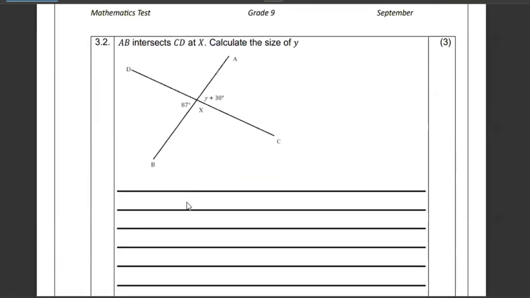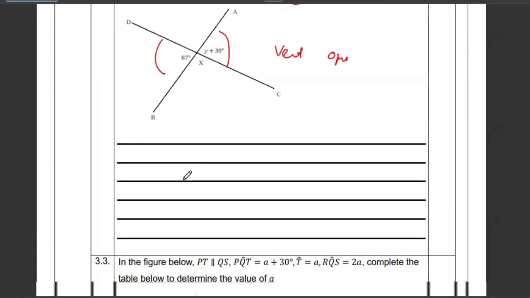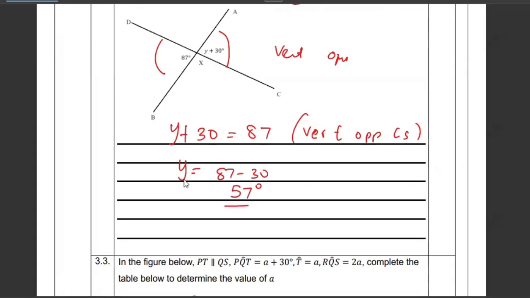3.2, they want us to get the size of y. Okay, they only want the size of y. So we know that this angle and that angle are equal because they are vertically opposite angles. So how do we write that down? We can say that y plus 30 is equal to 87. Reason is the vertically opposite angles. Now, if you leave out the reason, you're going to lose marks. Meaning that your y is going to be 87 minus 30, and then becomes 57.